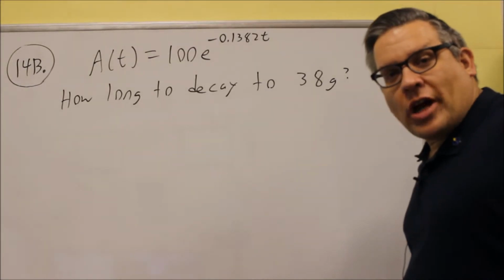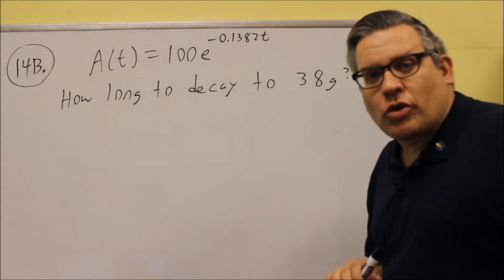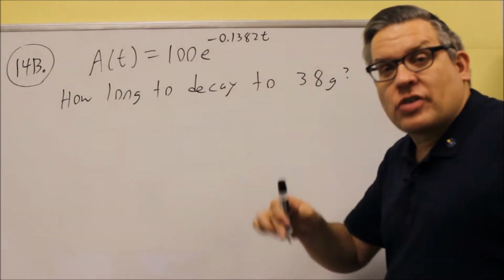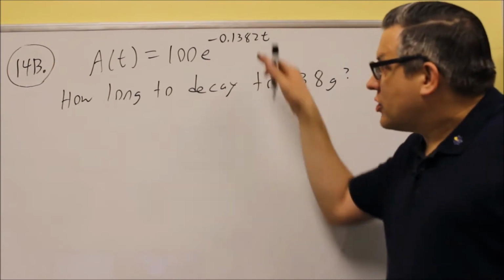Okay, 14B, the last one here. We've got another one of these. So the one in the test will either be an exponential growth, or it could be a decay. So it doesn't really matter. This one's a decay problem.